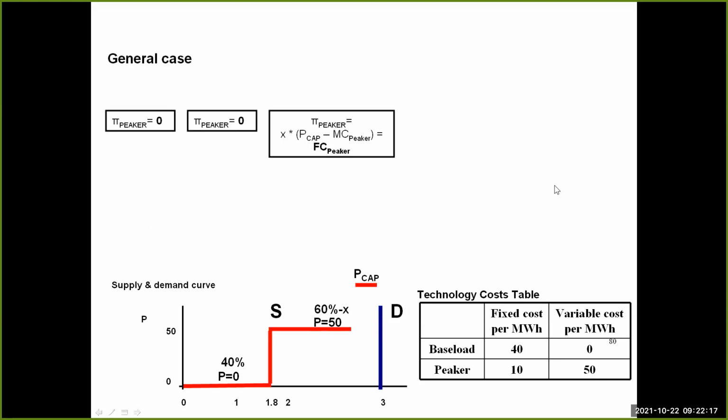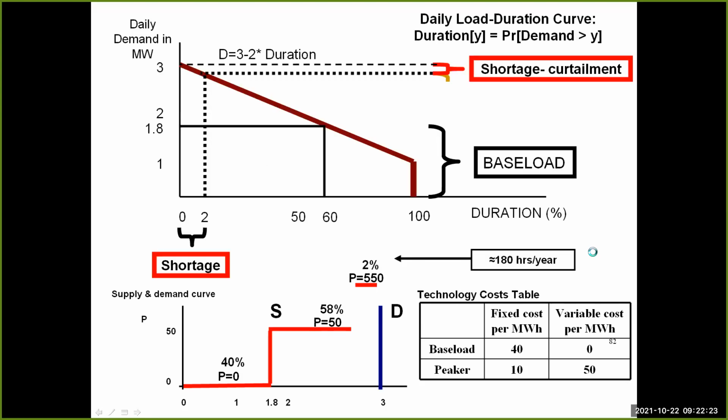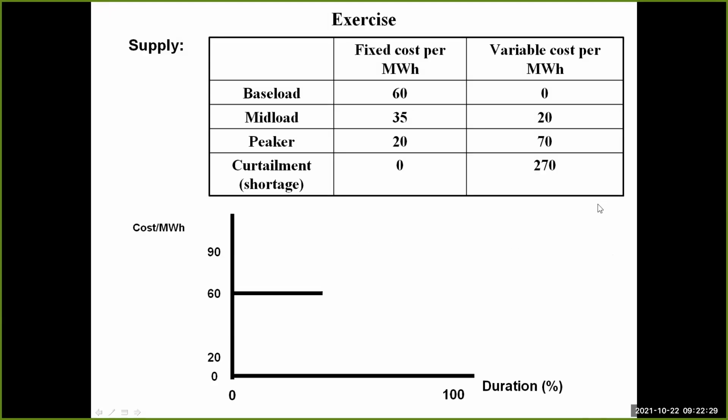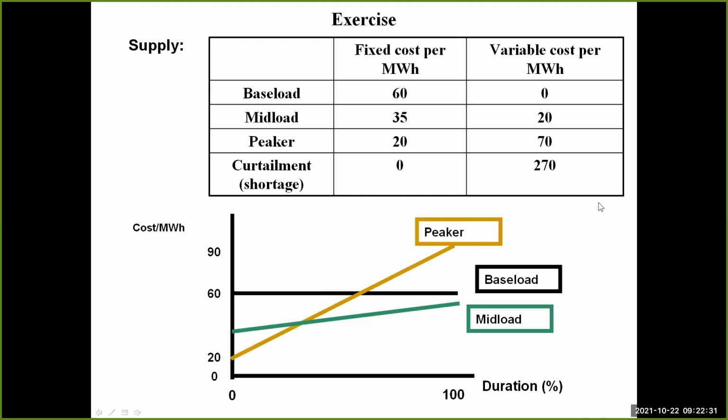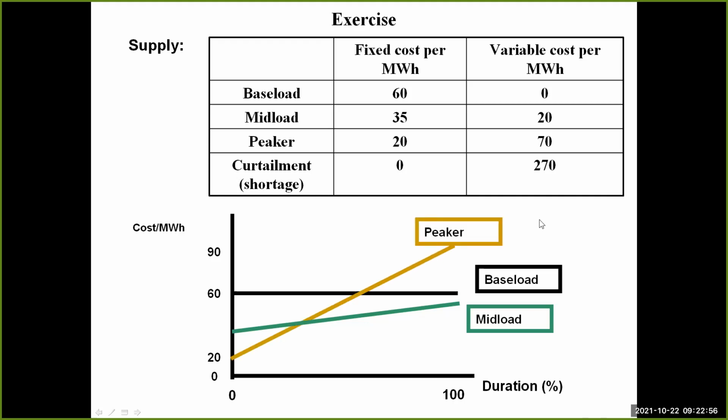So let's see the general case. Let me explain it now with one example. So I jump over these here. Okay, so here I have three different kinds of generation. I have base load, mid load, and peaker. And I do the same thing as I did before. The base load is always 60, mid load 35 to 55, right? And then I have a peaker from 20 to 70.